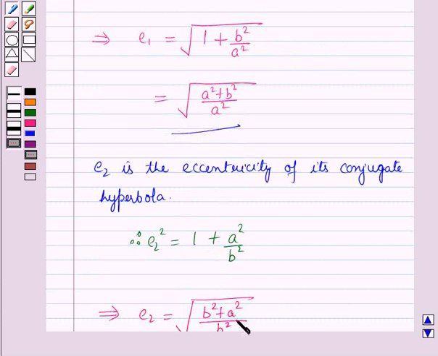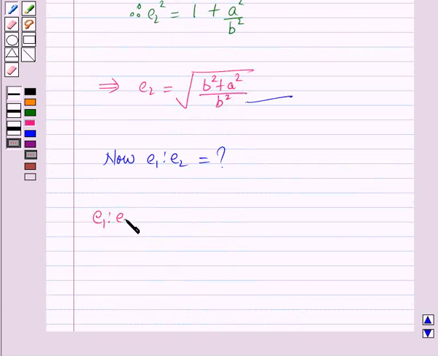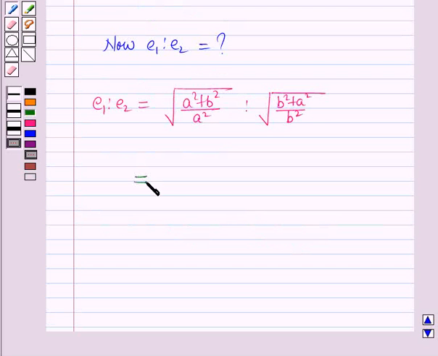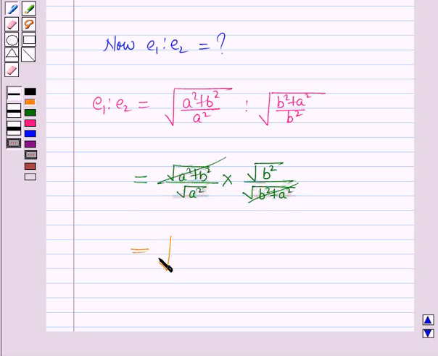Now using the values of E1 and E2, E1 is to E2 is equal to square root of a square plus b square whole upon a square is to square root of b square plus a square whole upon b square, which is further equal to square root of a square plus b square over square root of a square into square root of b square over square root of b square plus a square. Now these terms are cancelled with each other. Further, this is equal to square root of b square over a square.